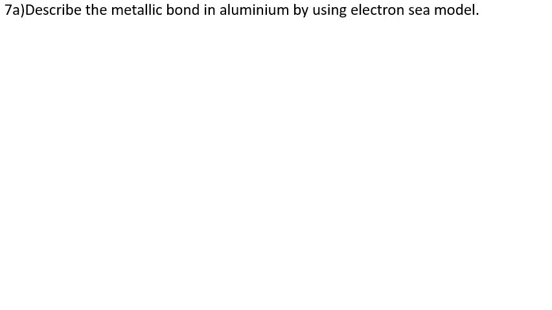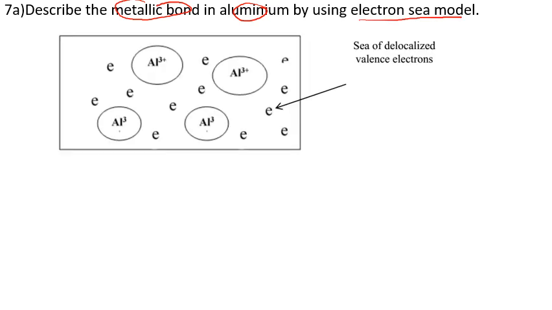Let's look at tutorial question number 7. Describe the metallic bond for the aluminium using the electron sea model. So now here you will see aluminium will always exist as Al3+. And here we can see there are 4 Al3+, meaning that each aluminium is going to release 3 electrons, and hence in the diagram we supposedly have 12 electrons. So 1, 2, 3, 4, 5, 6, 7, 8, 9, 10, 11 and 12 electrons. The number of electrons cannot be more or less.